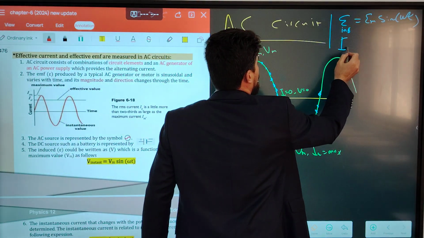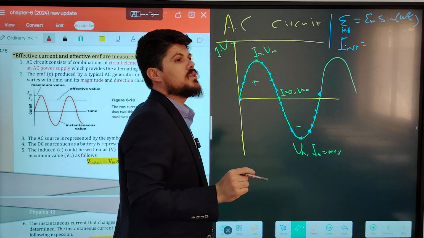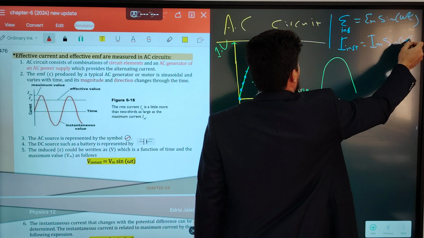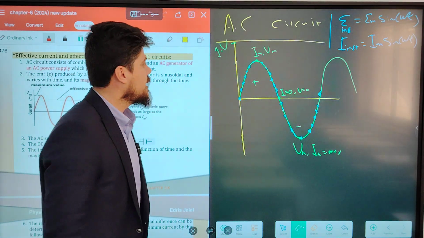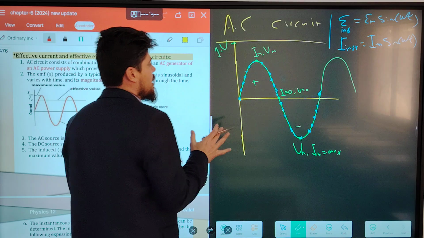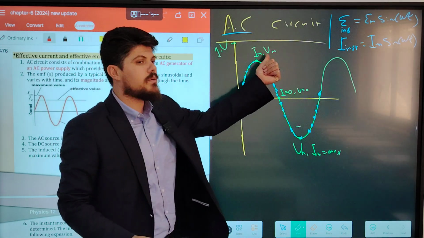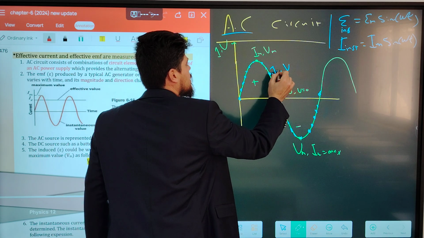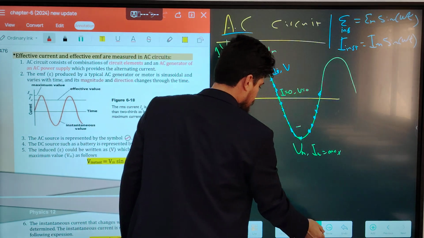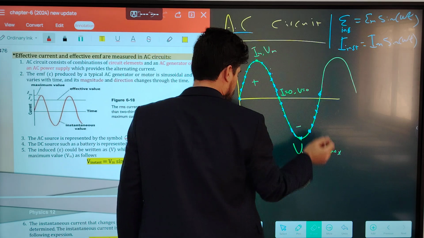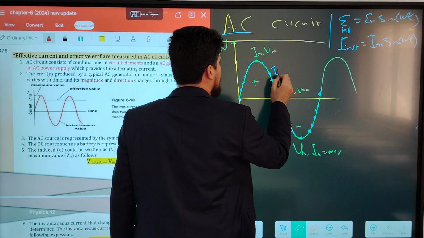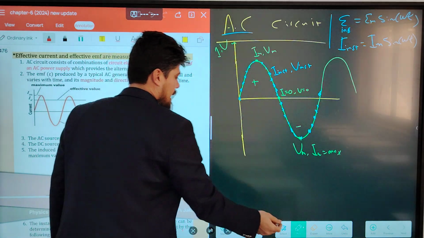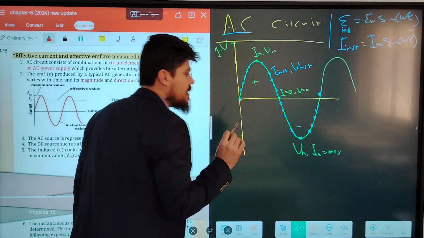How about instantaneous current? How can you determine instantaneous current? By using this relation: I instant equals I max sine omega t. So in an AC circuit, we have a maximum value and an instantaneous value. The blue dot represents I instant or V instant.